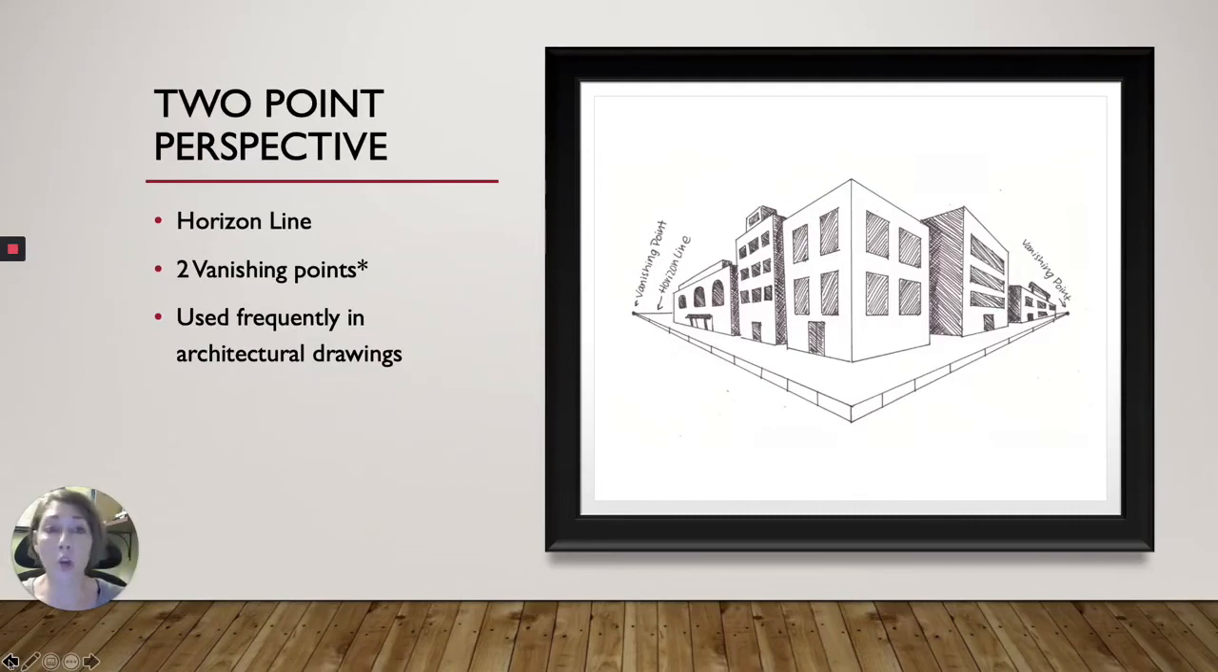Now we have something that's called two-point perspective. So here we're going to have our horizon line, which you see.